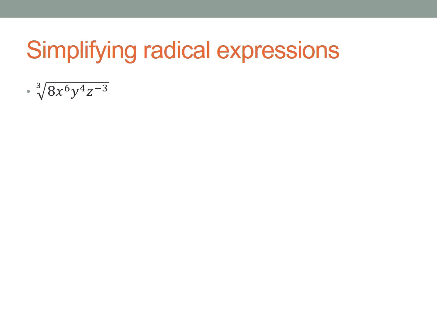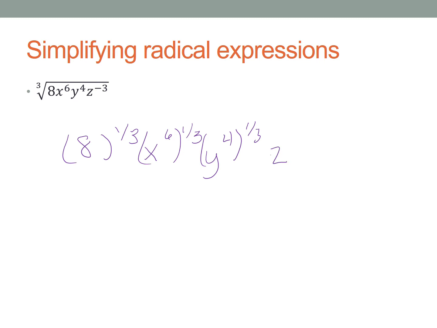So for example, we're not going to use half this time. We're going to multiply everything by the 1/3 power. So we're going to do 8 to the 1/3 power, x to the 6th to the 1/3 power, y to the 4th to the 1/3 power. And you don't have to write this all out every time, but it might help. And when we multiply those together, the cube root of 8 is 2. We're going to get 6 over 3, which is x squared. We're going to get y to the 4/3, and we'll deal with that in a second.